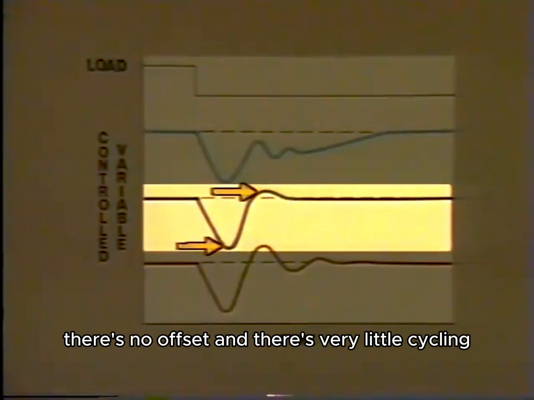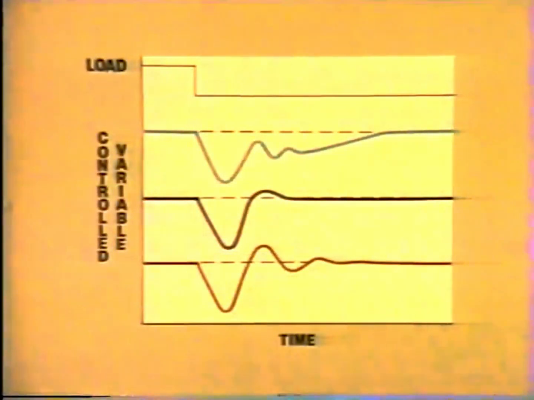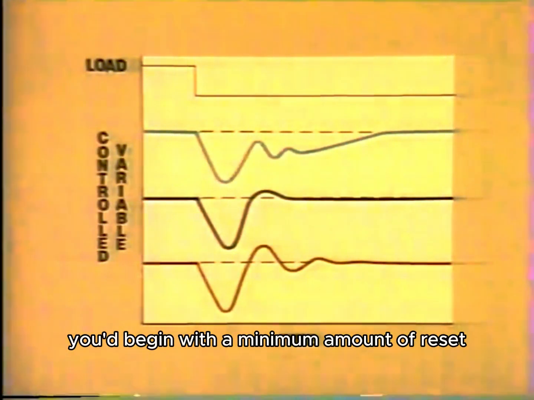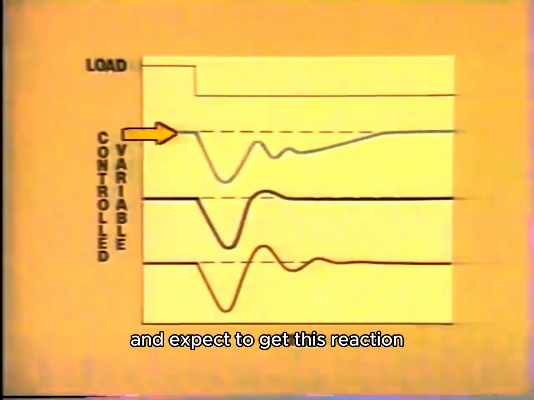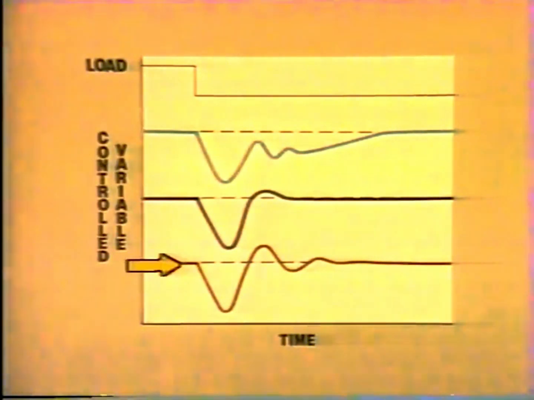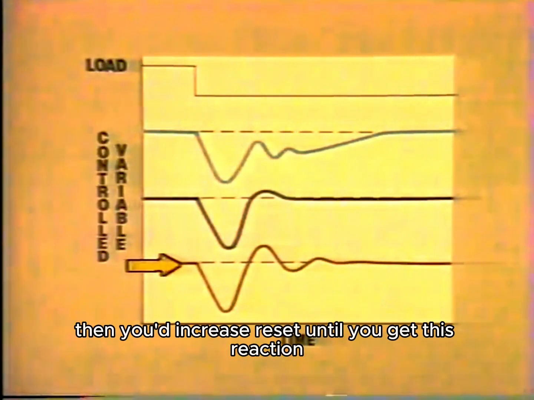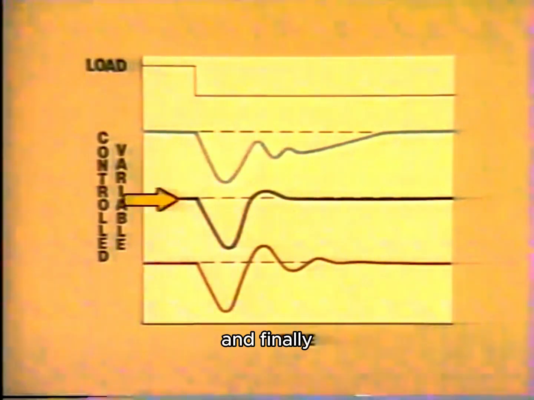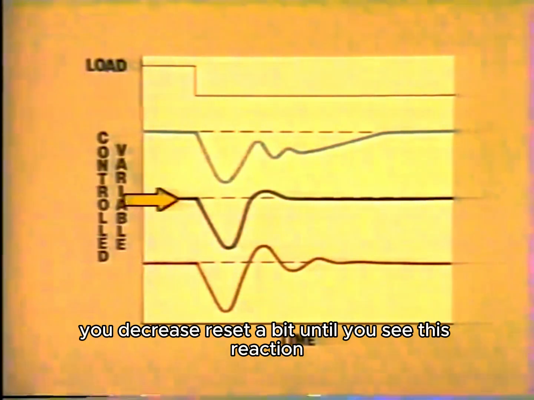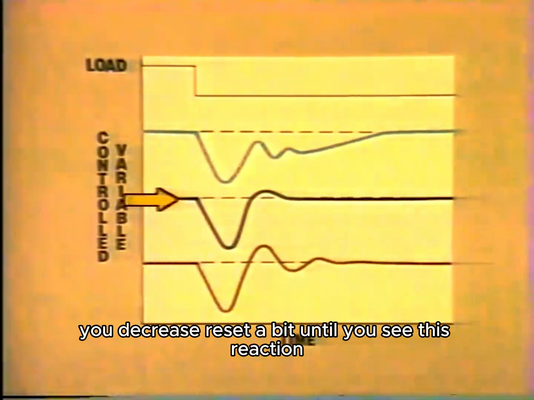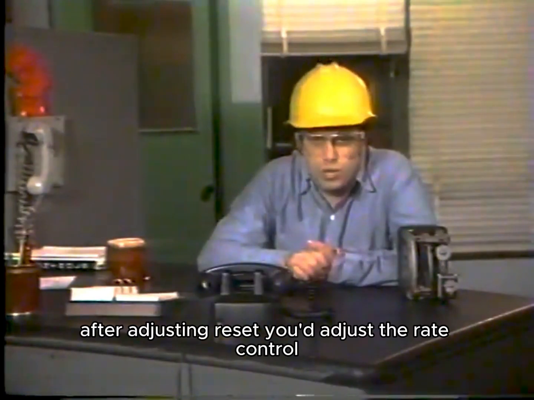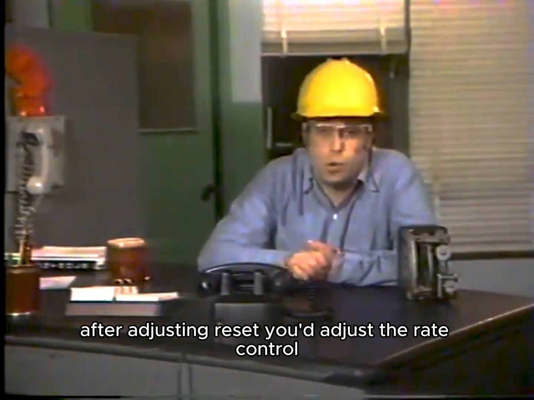There's no offset, and there's very little cycling. So in general, you'd begin with a minimum amount of reset and expect to get this reaction. Then you'd increase reset until you get this reaction. And finally, you'd decrease reset a bit until you see this reaction. After adjusting reset, you'd adjust the rate control.